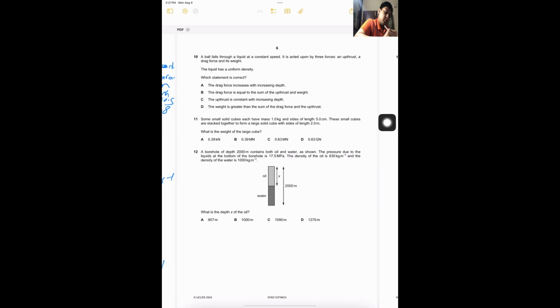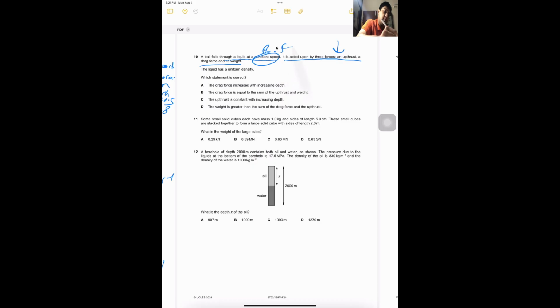Question 10. A ball falls through a liquid at a constant speed. It is acted upon by three forces: an upthrust, a drag force, and its weight. So it is moving downwards, so the weight is the highest value. As it is at constant speed, the resultant force is equal to 0.